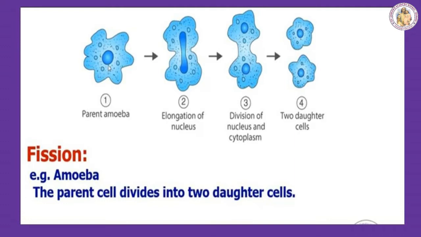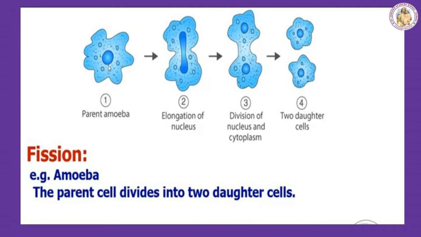The next one is fission. In this type, the parent cell divides into two daughter cells. Each cell develops into a new adult organism. Example is amoeba. You can see the picture. The first one is a parent amoeba with an elongated nucleus.